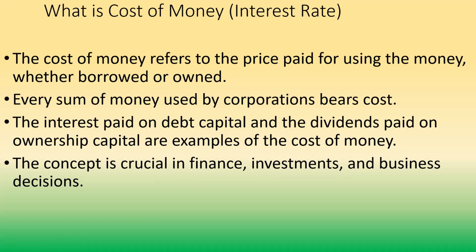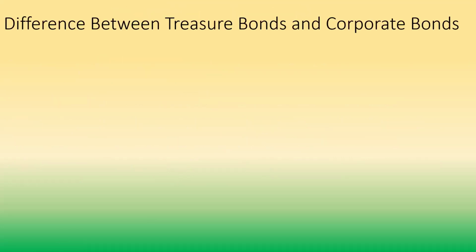To elaborate further, we will cover chapter 6 from the Fundamentals of Financial Management book, which is written by Brigham and Houston. The problems from this chapter discuss two main types of investments, that is treasury bonds and corporate bonds. So let's differentiate between treasury bonds and corporate bonds.